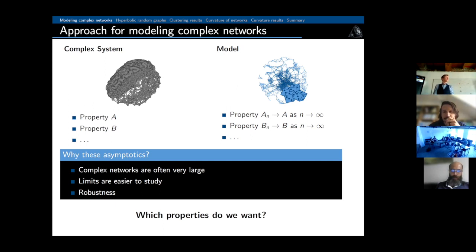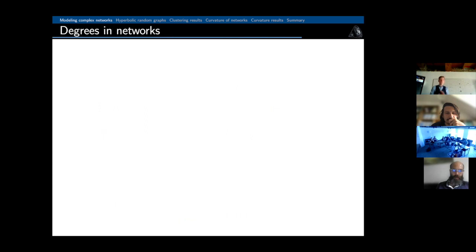Well, okay, you want to model certain properties. So which properties do you want? Now, of course, in general, that depends really on the specific system we're analyzing. But there is a class of properties that we often see in networks. And I want to touch upon three of them here, because they will be the motivation for the model. And the first has to do with the degrees in networks.